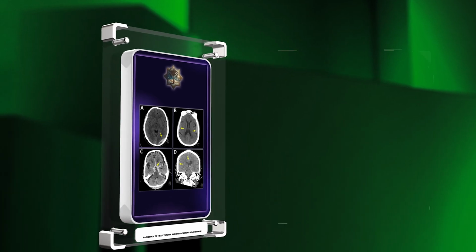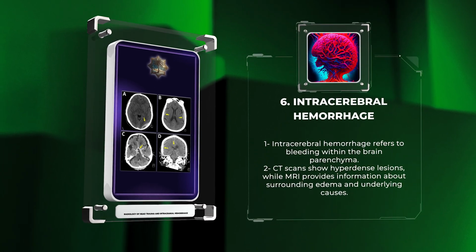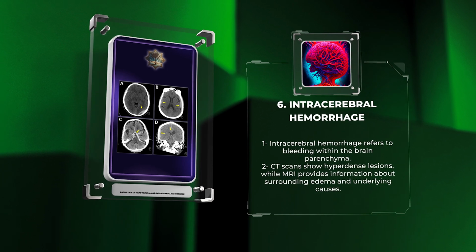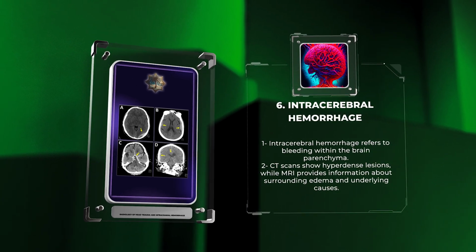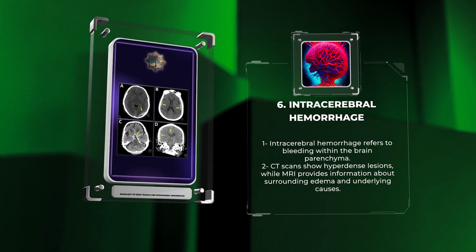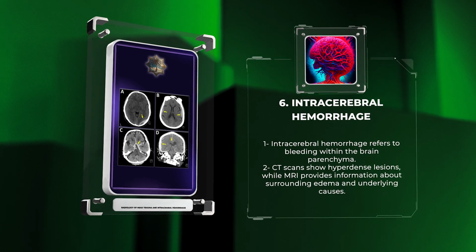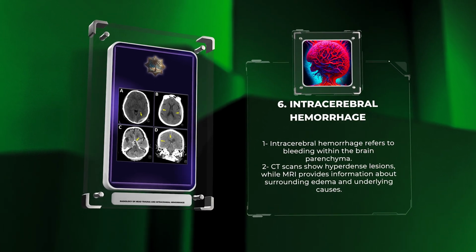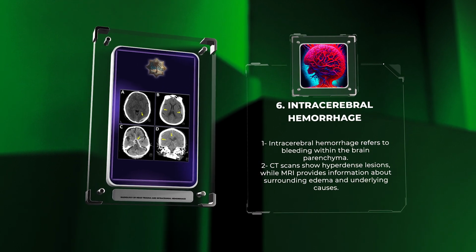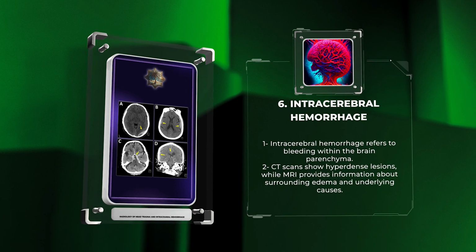Intracerebral hemorrhage refers to bleeding within the brain parenchyma. It can occur due to direct trauma to blood vessels or as a result of shearing forces causing vessel rupture. On imaging, intracerebral hemorrhages appear as hyperdense lesions on CT scans. The location and size of the hemorrhage can provide valuable information regarding the underlying pathology and prognosis. Additionally, MRI imaging can help assess the extent of surrounding edema and provide insights into the underlying cause of the hemorrhage, such as contusions or underlying vascular malformations.